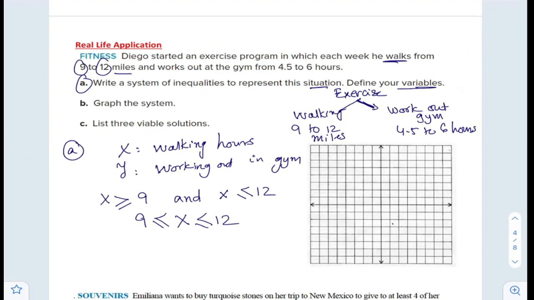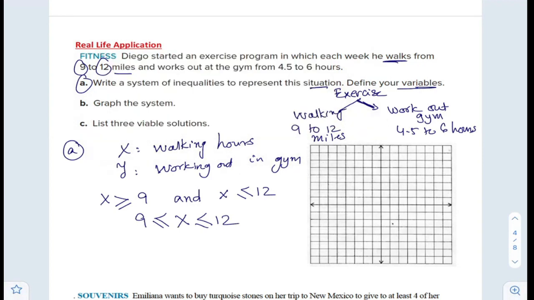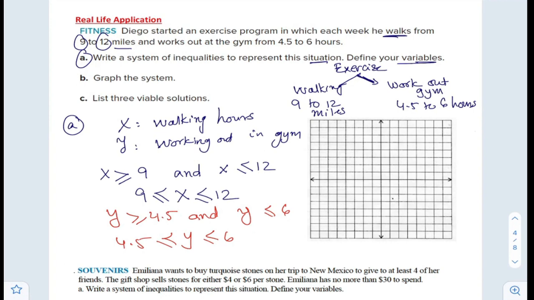Y similarly can be the same thing, but now for Y we are talking about hours. So Y is also more than or equal to 4.5, and at the same time Y less than or equal to 6, so we can write it as an and inequality. Now, how to graph it? Because in B they are asking you to graph. Let's start with Y. Y more than or equal to 4.5.